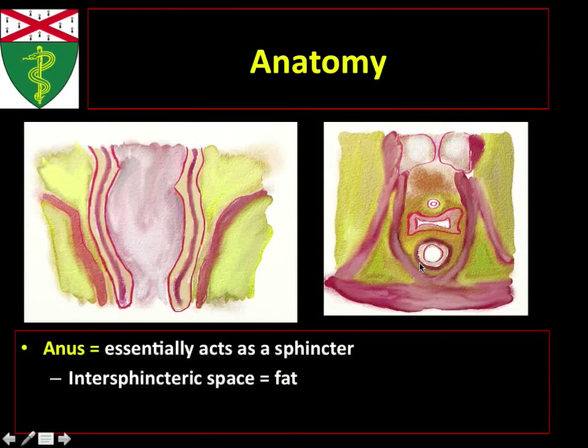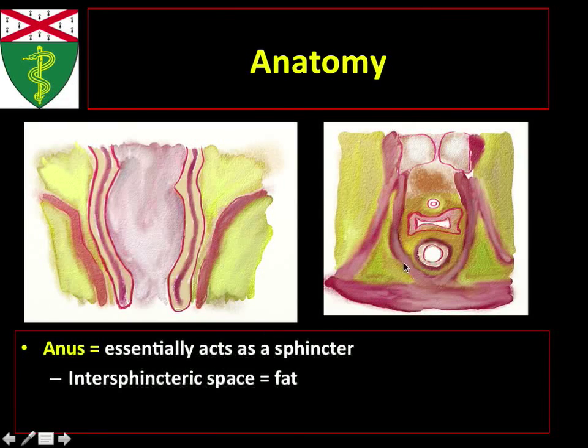So we have an internal sphincter, we have an external sphincter, and we have a space in between, aptly named the intersphincteric space. That's going to be this stuff over here in yellow. For practical purposes, all it contains is fat. Maybe a few vessels, maybe a few tiny nodes here and there, but really just fat. And that's an important space to know about.